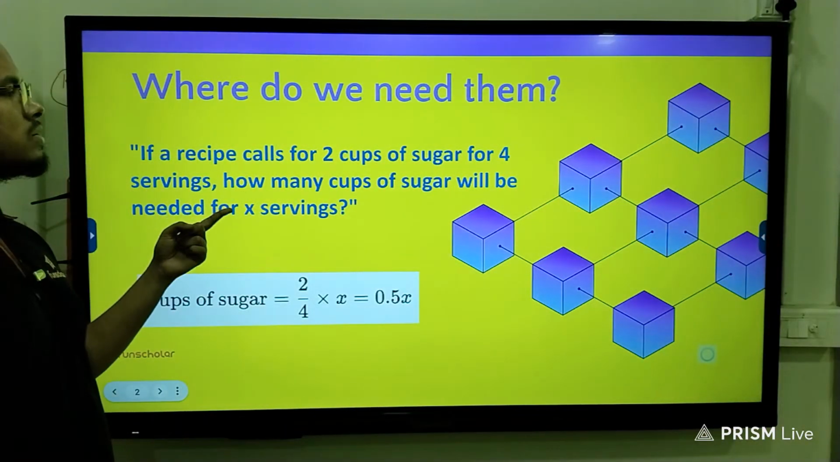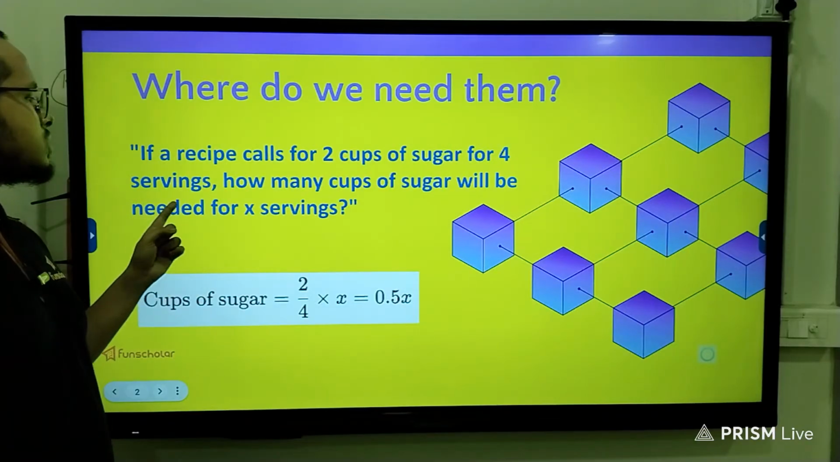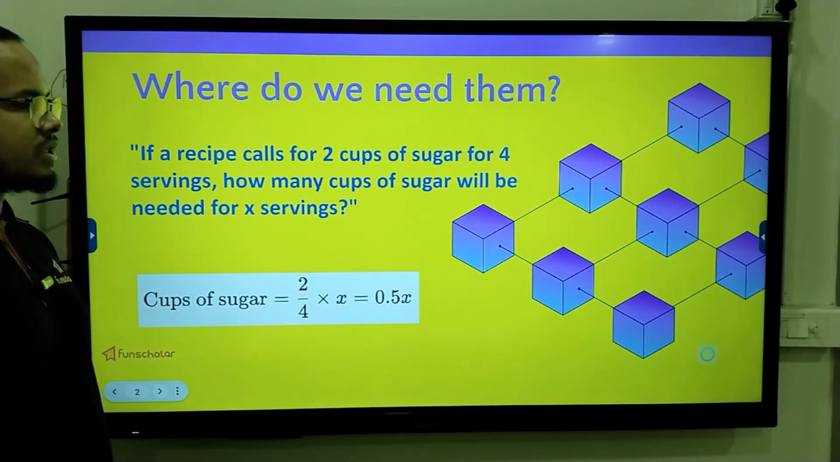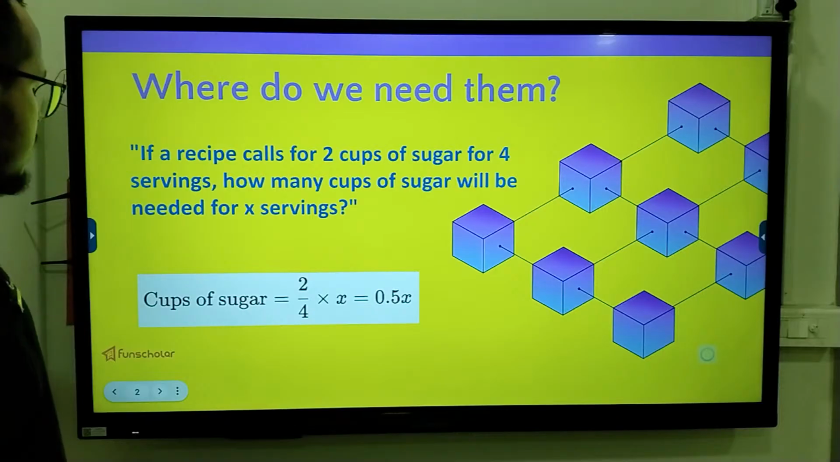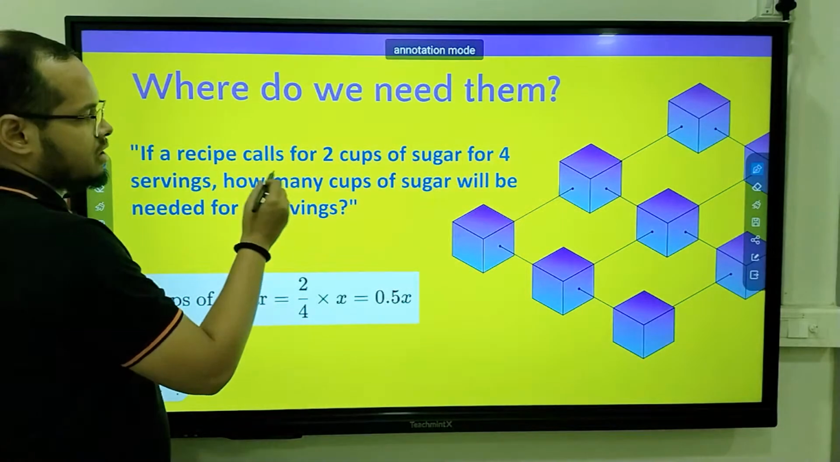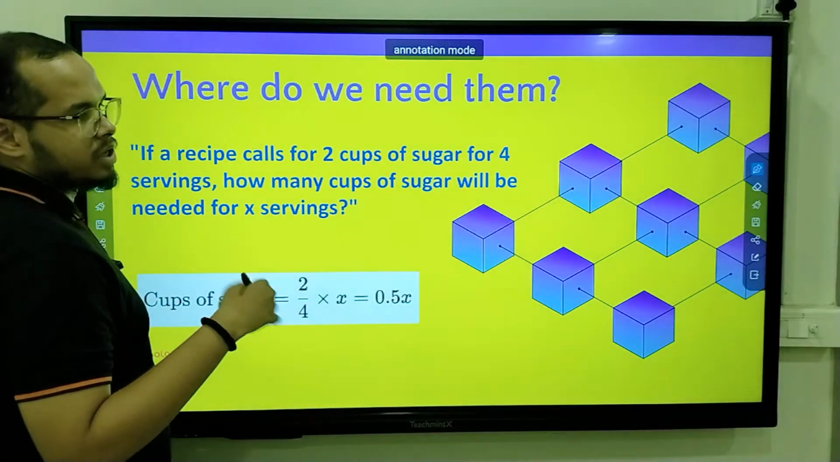First, why do we need them? If a recipe calls for 2 cups of sugar for 4 servings, how many cups of sugar will be needed for X servings? This is a question. Just by understanding whatever is written in the question, we will be forming equations.